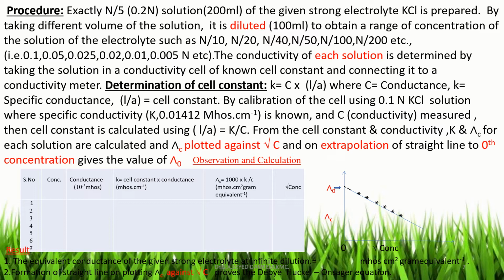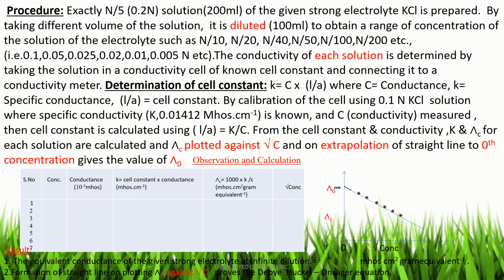The cell constant of the given conductivity cell is also determined from the conductance value of 0.1 normal KCl solution. From the 0.1 normal KCl solution conductance, the cell constant is determined by the formula: cell constant is equal to the specific conductance of 0.1 normal KCl solution divided by the observed conductance of 0.1 normal KCl solution.